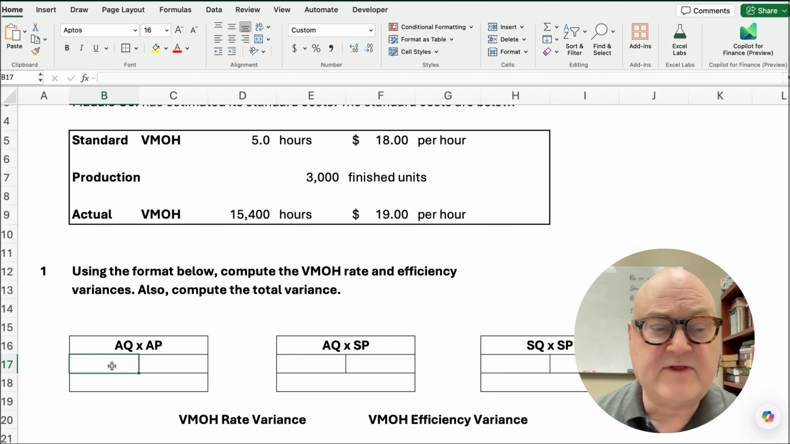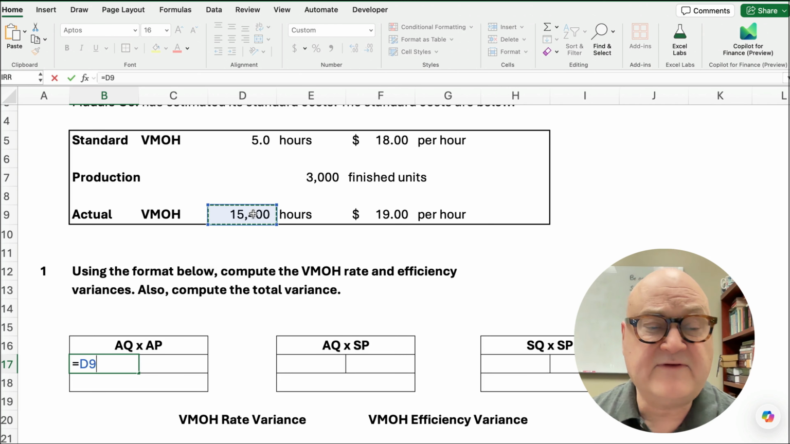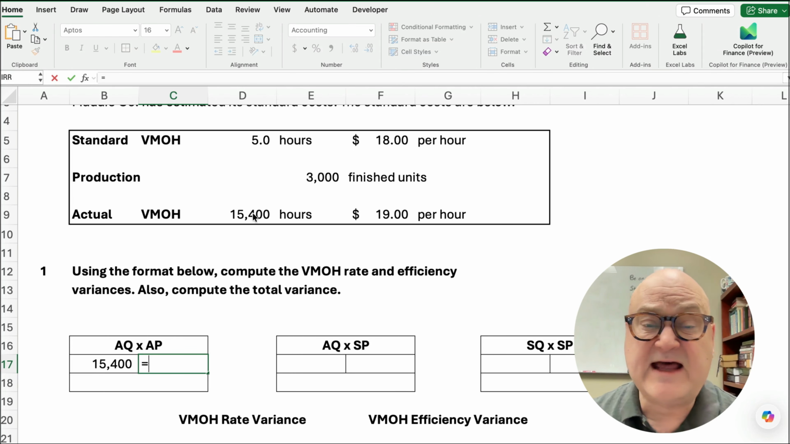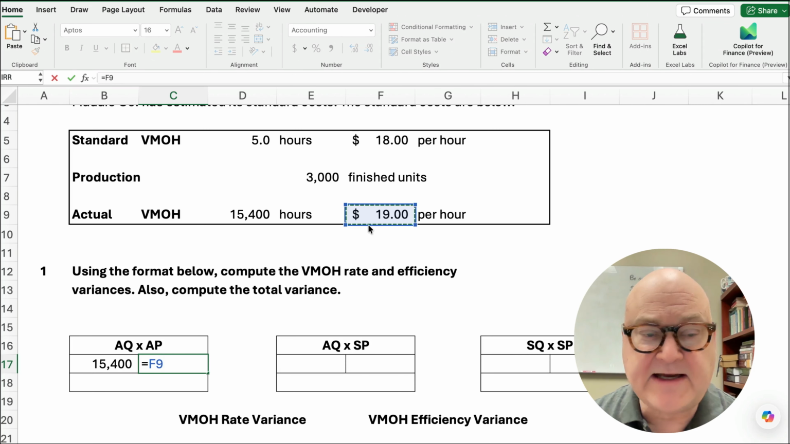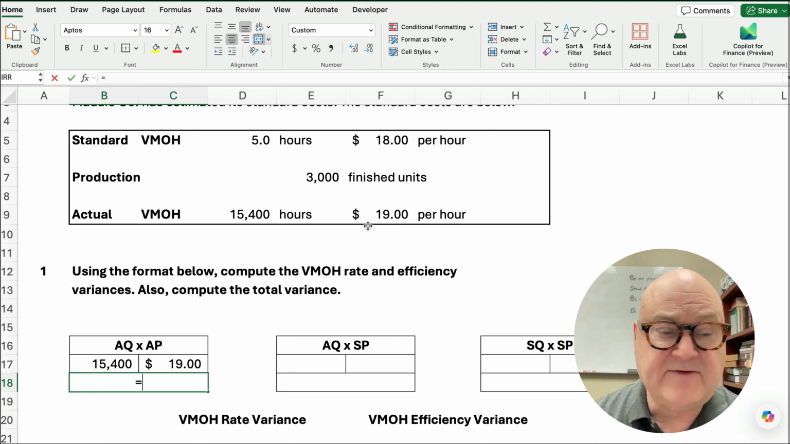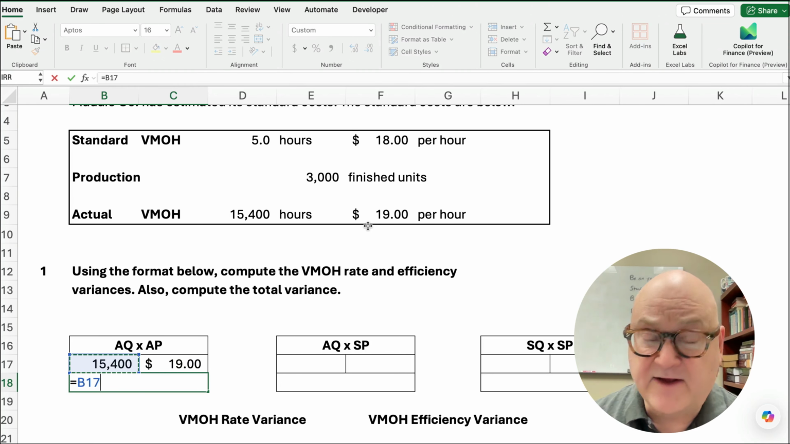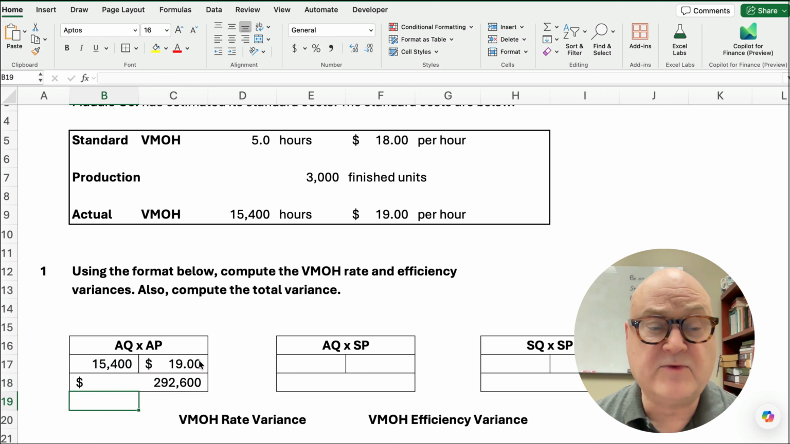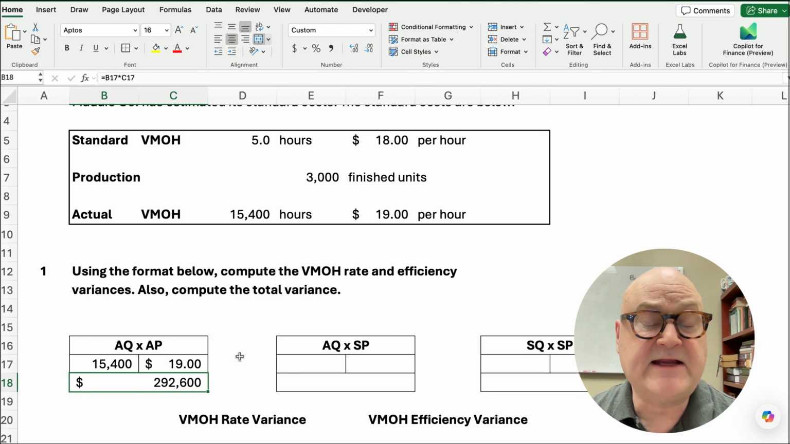All right, let's start with just going left to right here. So our actual quantity of hours is 15,400, and our actual price is $19, right? And so we'll take the 15,400 times the 19, and we'll get a total here. Here's what we actually spent, 292,600.